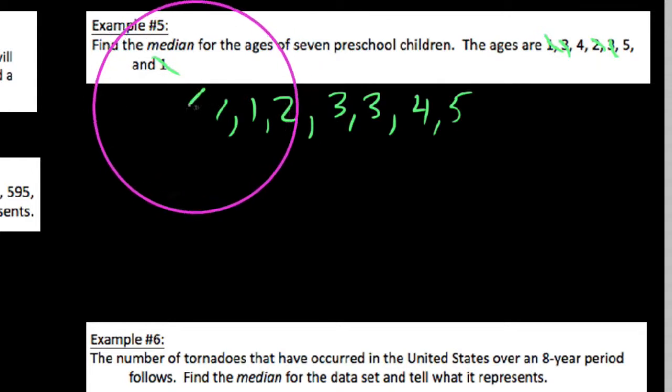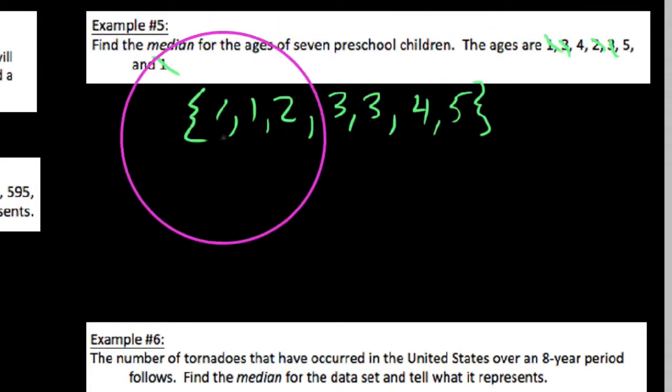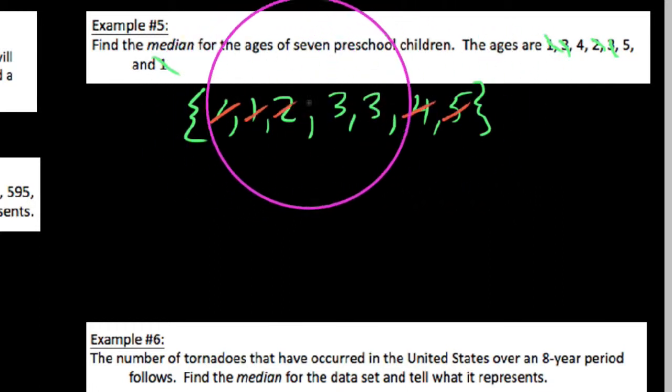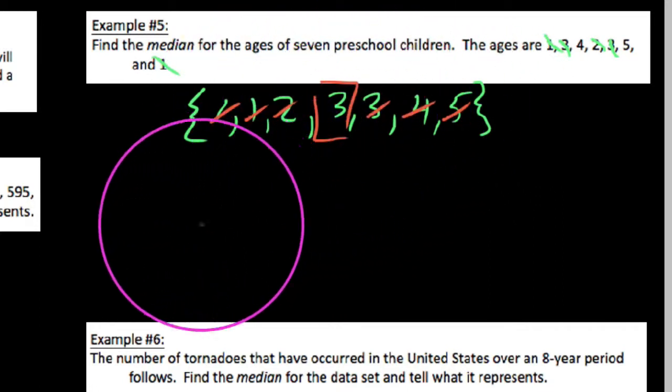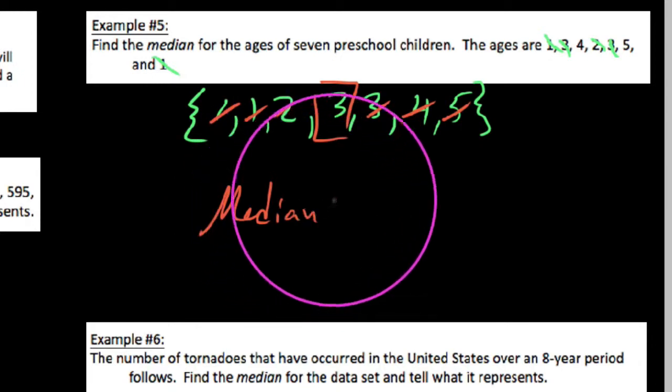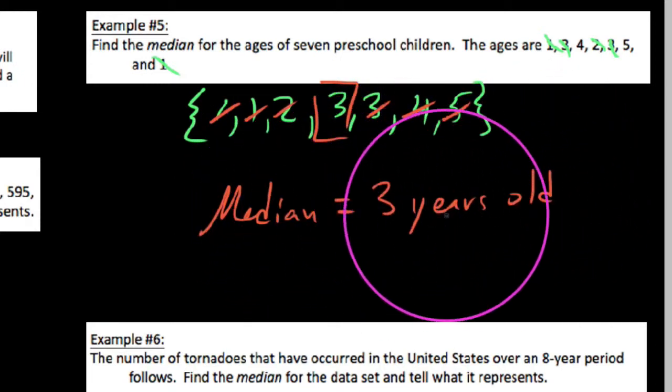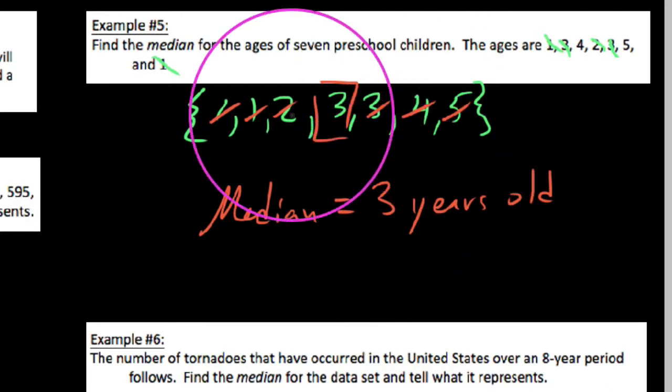If you had to just have me look at this data array, I'd say, well, it seems to me like 3. But if we go through and cross these out, we say 1 and 1, 1 and 1, cross off, put a box around it. So we say median. The median age here is 3 years old. And again, it just means that half of the other preschoolers are above this and half are below it.